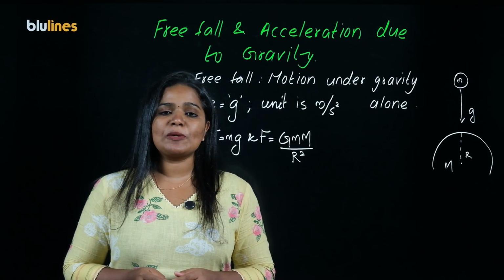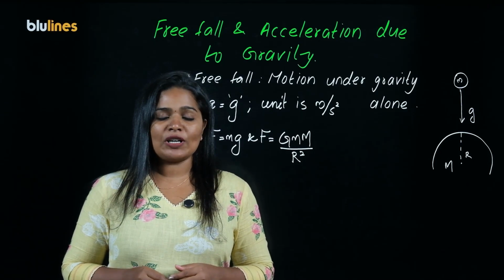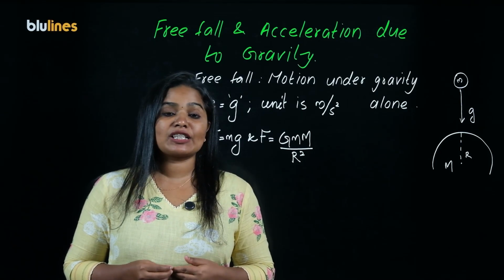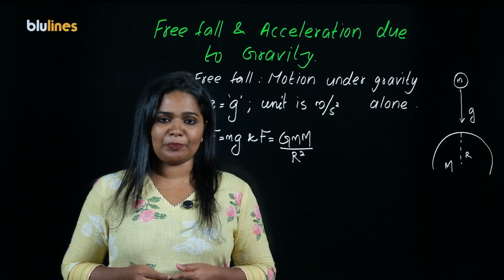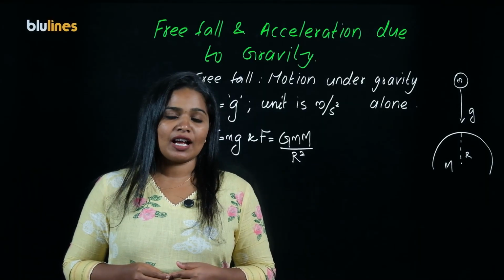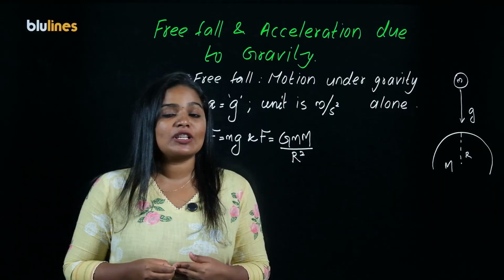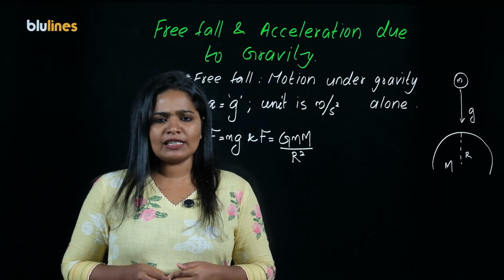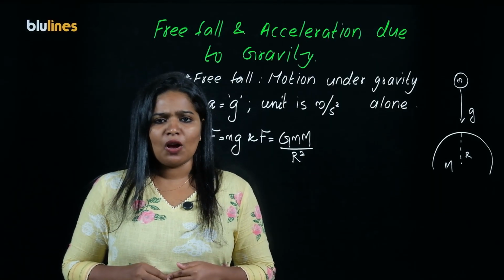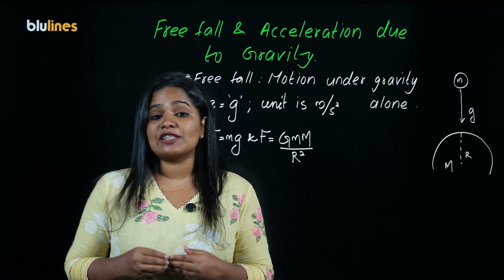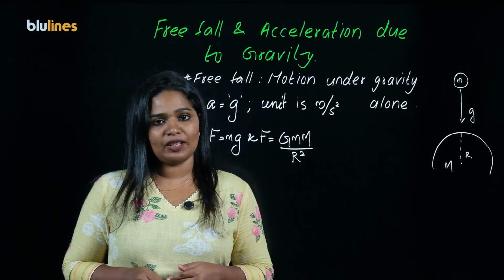Imagine that you drop a stone from a height. Once it leaves your hand, the only force acting on it is the force of gravity. The motion of an object under the influence of gravity alone is called free fall. Since there is no other force acting on it, all freely falling bodies are in a state of weightlessness.